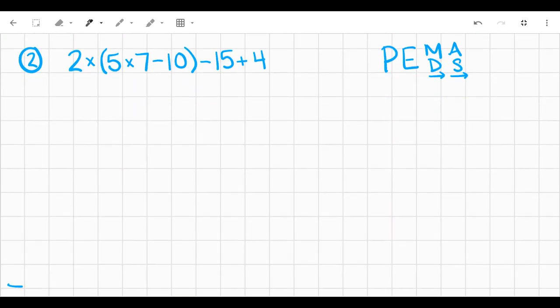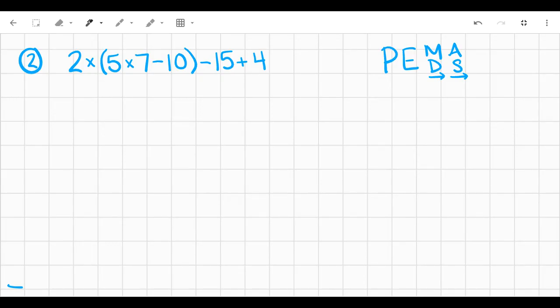Now, if we look at number 2, we have 2 times the quantity of 5 times 7 minus 10 minus 15 plus 4. So we need to follow our parentheses, then exponents, multiplication, division, and then addition and subtraction. To start, we have parentheses. In this case, we have several steps in our parentheses. So we're going to look and say we have multiplication and we have subtraction. Well, multiplication comes first. So we're going to solve 5 times 7 first. And 5 times 7 equals 35.